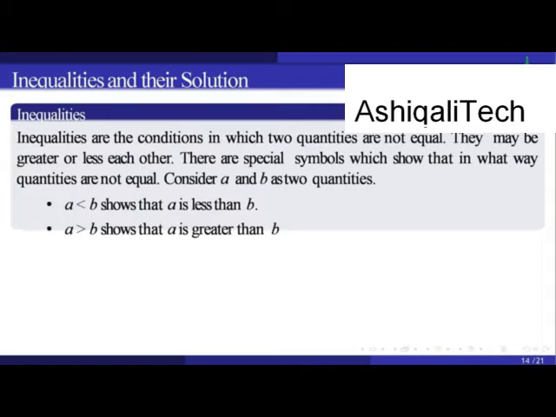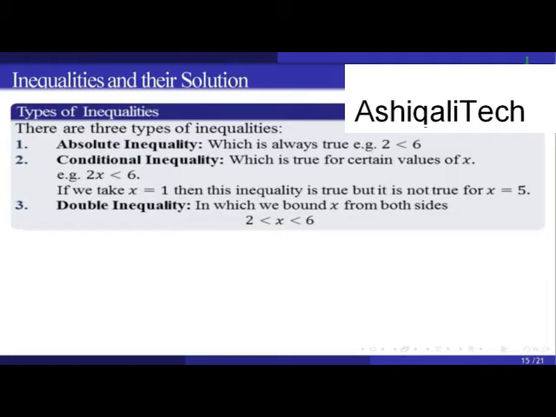Consider A and B as two quantities. Then A with this symbol B means that A is less than B, and A with this symbol B shows that A is greater than B. Dear students, now we discuss the types of inequalities. There are three types of inequalities. The first one is called absolute inequality, and for example, you can see 2 is less than 6.